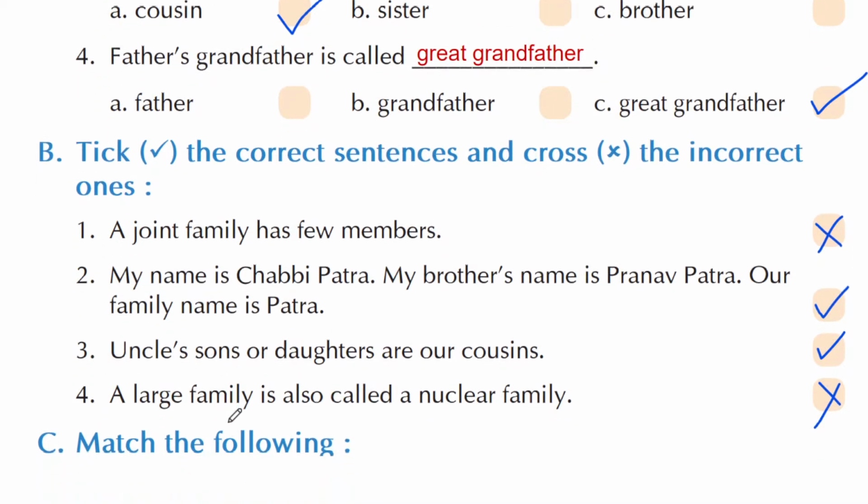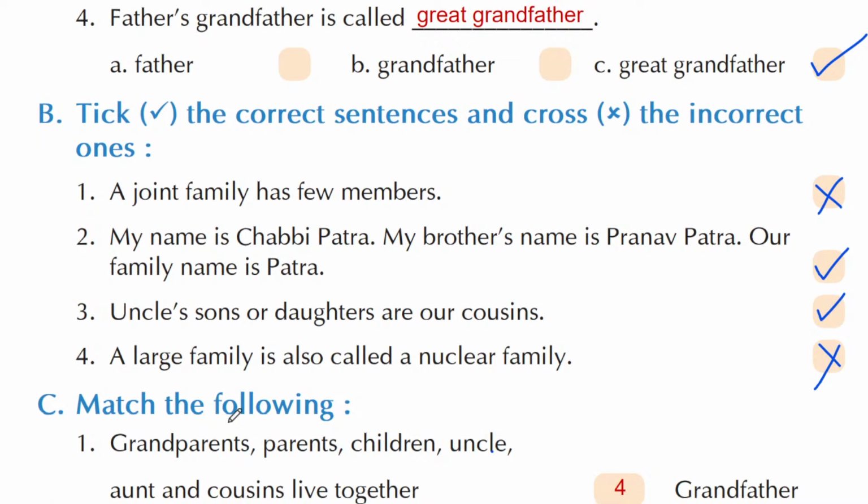Question number 2. My name is Chobi Patra. My brother's name is Pranab Patra. Our family name is Patra. So this is a correct statement. So we should tick right here. Third question. Uncle's sons or daughters are our cousin. So this is a true statement. This is the correct sentence. So we will tick here.